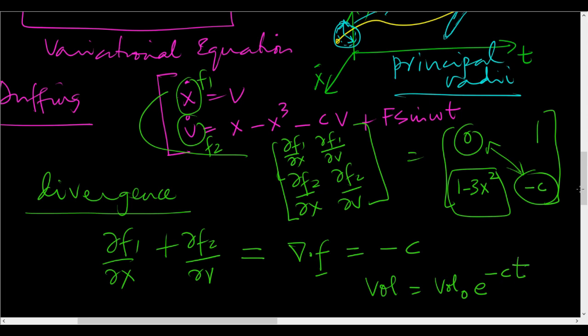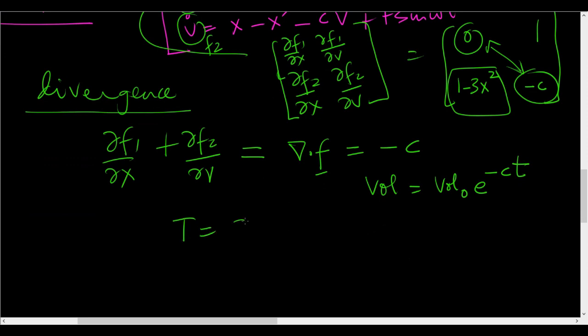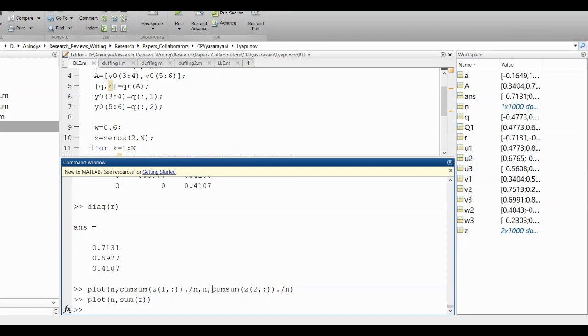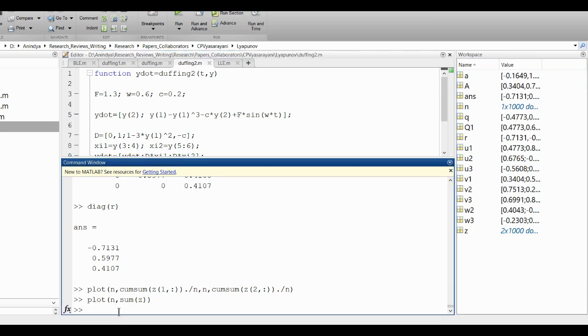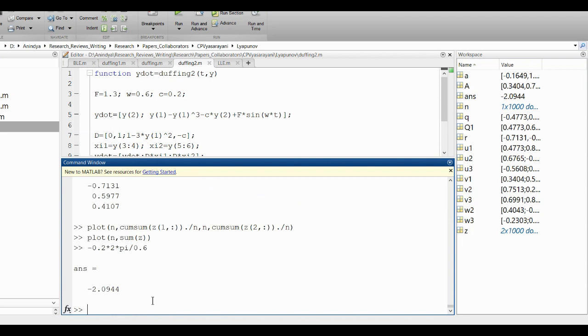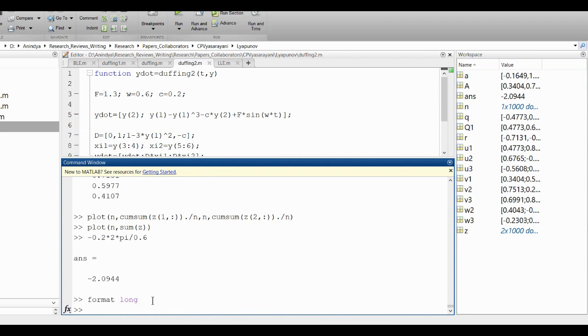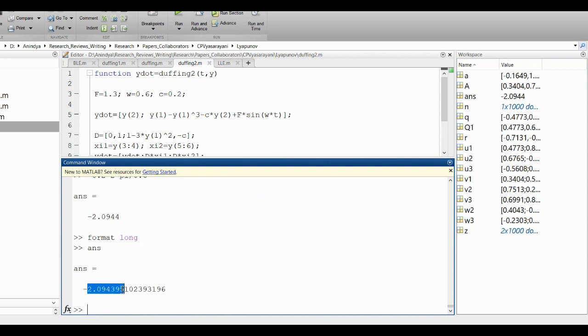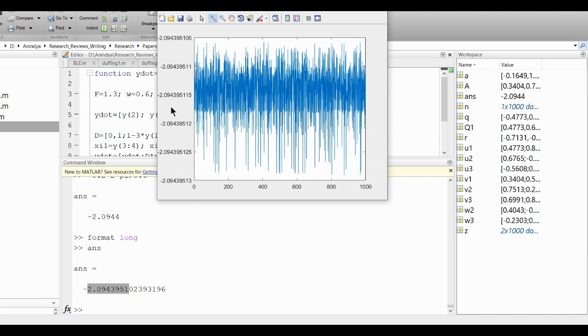Okay, so since we are mapping forward by time capital T is 2 pi over omega. So what we have is e to the power minus C capital T. Then we are taking the log of that, and so we are getting minus C capital T. Okay, that's what we are getting. So we come back to MATLAB and we say C is, we know C is 0.2 and omega is 0.6. So minus 0.2 times 2 times pi by 0.6. That's the number, format long. And we have 2.0943951.